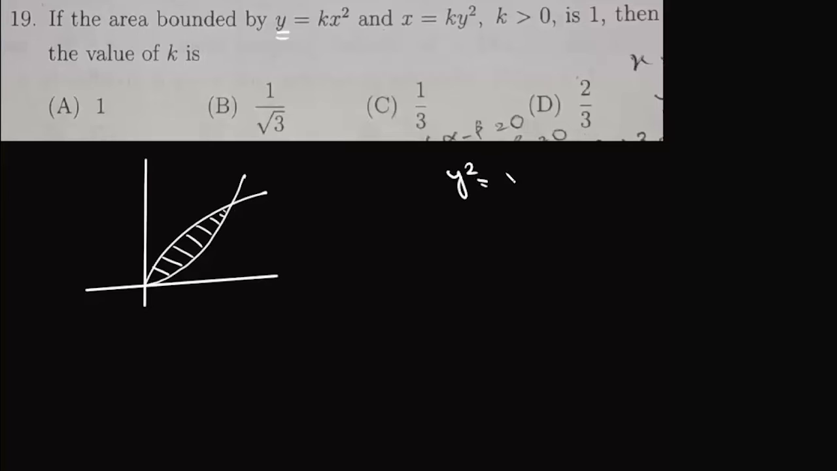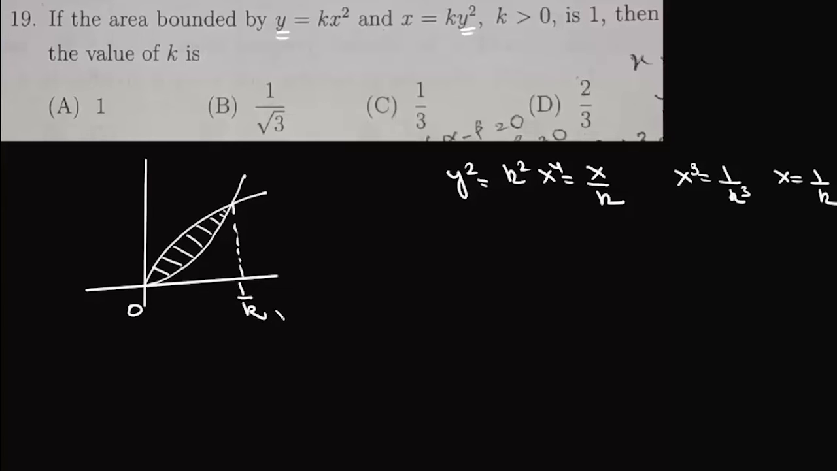Now in 19 it says if the area bounded by these two curves is 1, then the value of k is. Now we have these two curves, and it says the area bounded by them is 1. Now first we'll find their point of intersection. We'll square this one. We'll write y square as k square x to the power 4, and we can write this y square as x by k. Now this is x cube equals 1 upon k cube. That means the value of x is 1 by k. So this point of intersection is 1 by k.